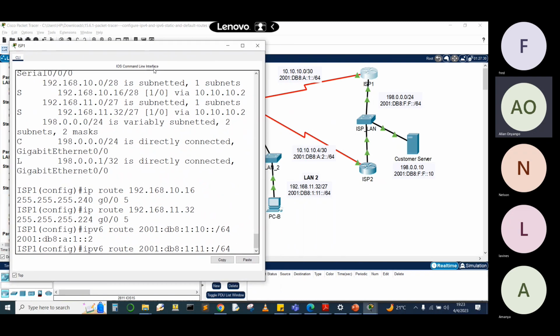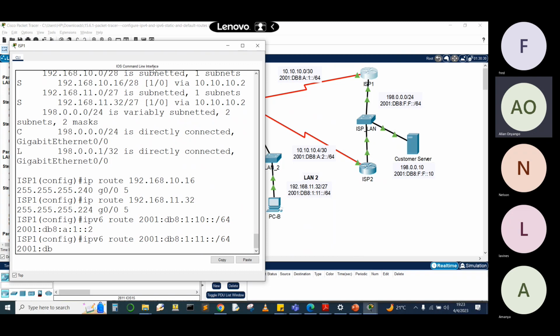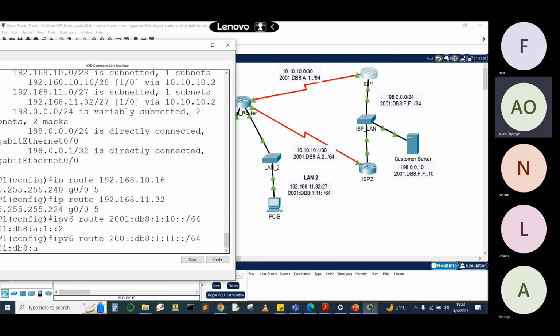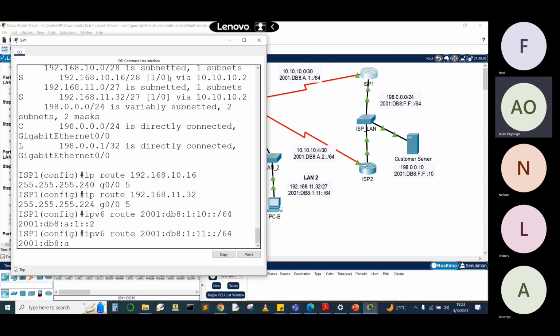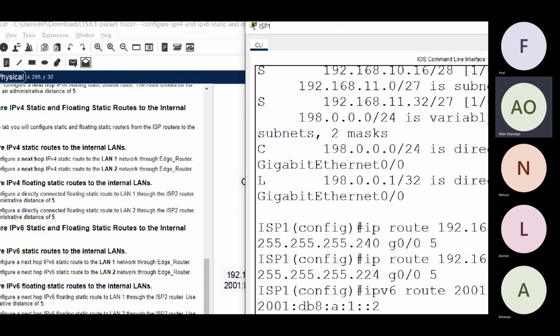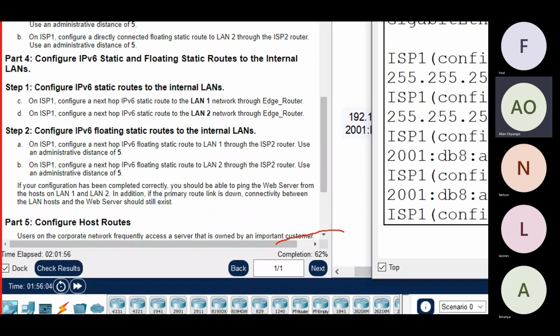That next hop is going to be 2001:DB8:A. Remember, it is up here, right here for this network. It is the next hop from ISP reaching LAN 2 through the edge router. So we put this address and we just replace, after the double colon, we put a 2, no /64. So :A:1::2. And that should sort us out. We are at 62 marks now, just for the avoidance of doubt.